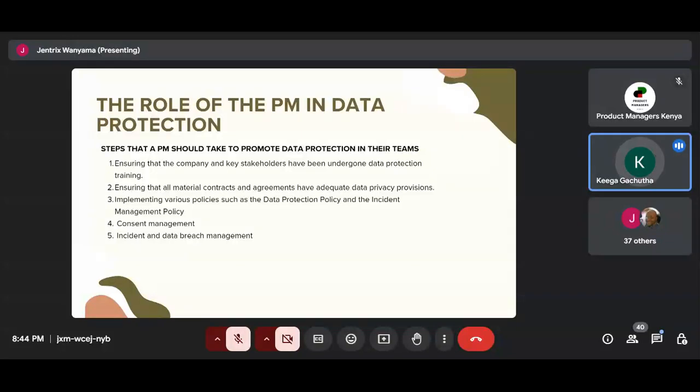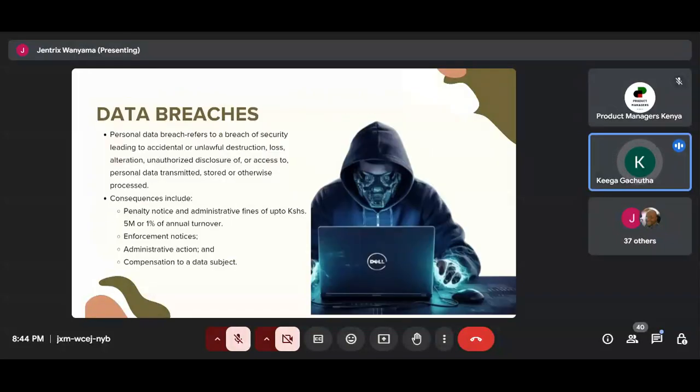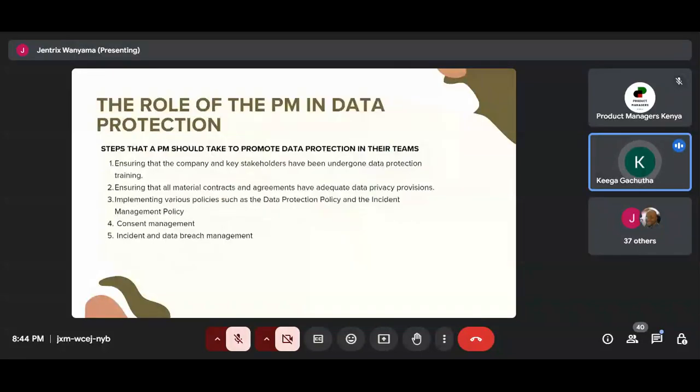Lastly, it's also important to ensure that you are taking care of incidences and data breaches that may occur. And so ideally, this is through aspects such as the training that you will have undergone internally. It could take measures such as using the incident management policy, which is essentially a policy that shows the organization exactly what to do when an incident occurs or when a data breach occurs. So those are some of the roles of a product manager in data protection to ensure that you are in compliance.